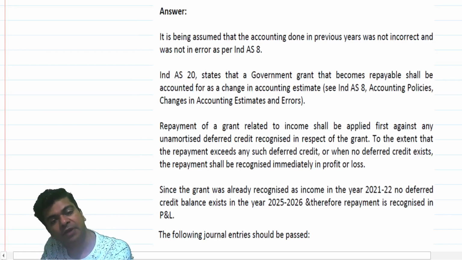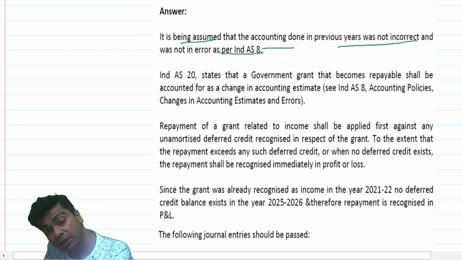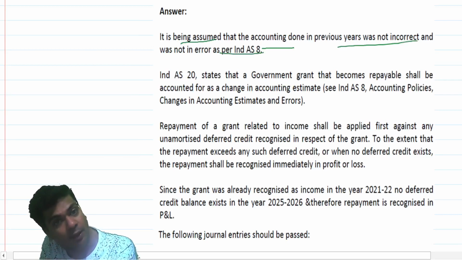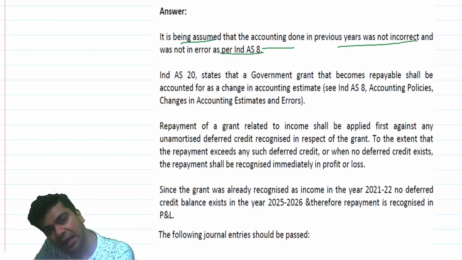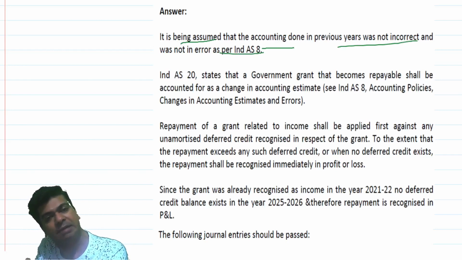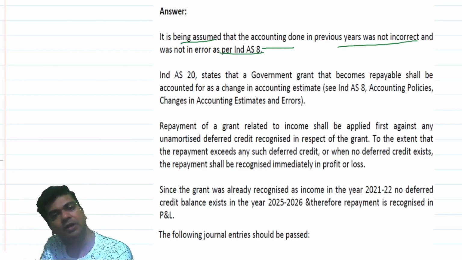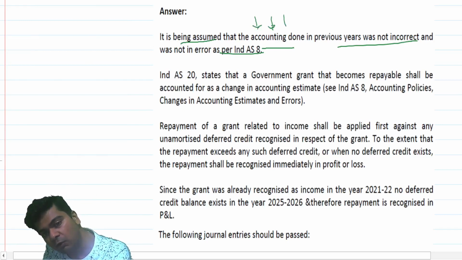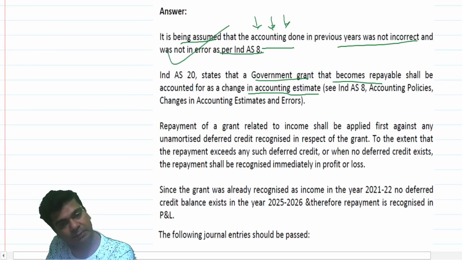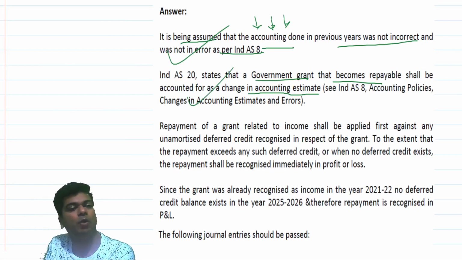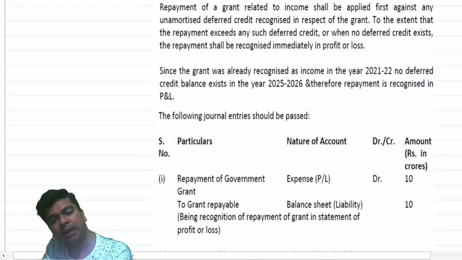Yes, the way they have drafted the solution, they are saying it has been assumed that the accounting done in previous year was not incorrect. I told you, you received this grant for a period of 2 years and you recognized it entirely in 1 year itself. There is something incorrect over here, but we have to solve the question the way it is. And that is the reason we are assuming that no error was committed by us. We will treat government grant that becomes repayable as a change in accounting estimate as per Ind AS 8. And we know as per Ind AS 8, the effect has to be given prospectively.